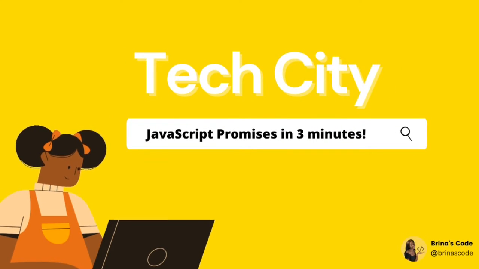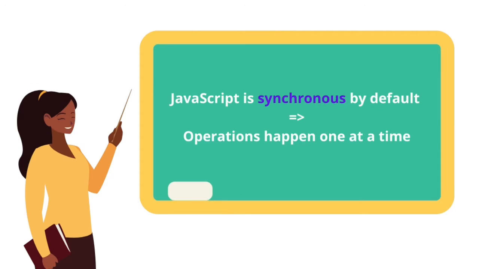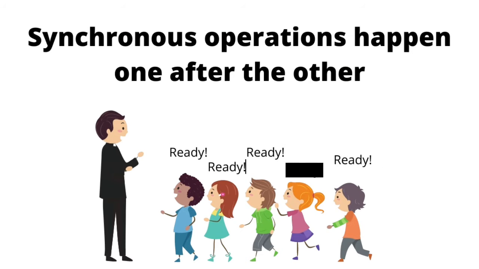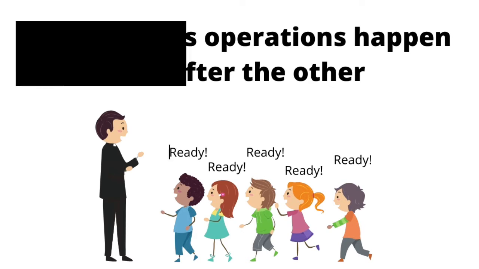Today we're learning about JavaScript promises. The first thing you want to know is that JavaScript is synchronous by default. That means that operations happen one at a time, one after the other. So if these were children in a line getting ready to get to their teacher, then the first kid would get first, the second child would be second, and so on and so forth.